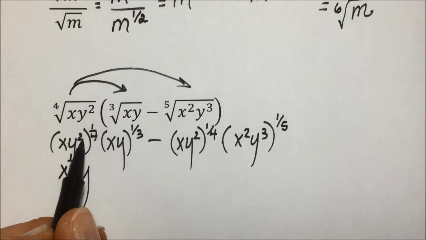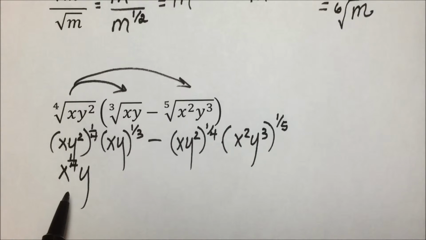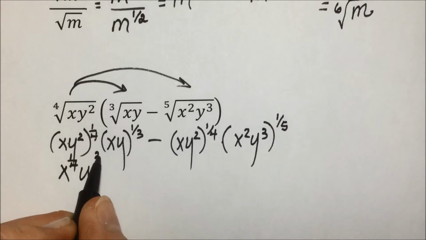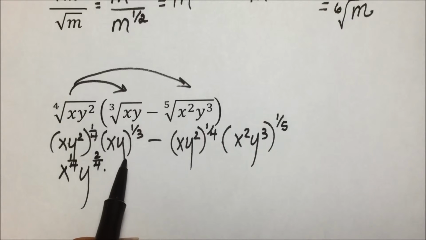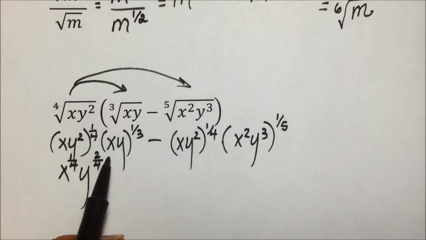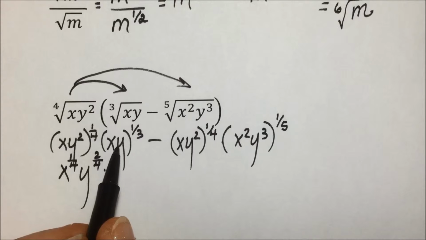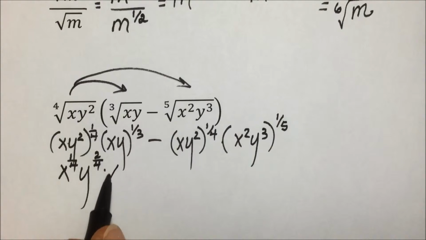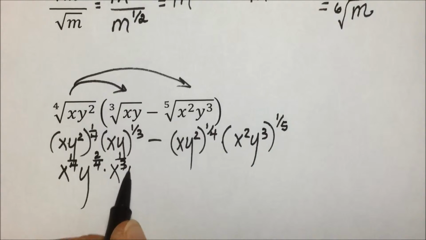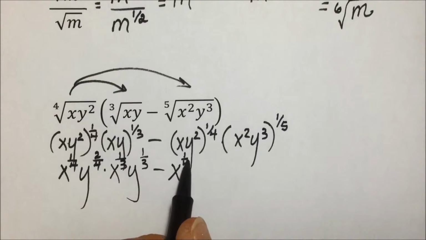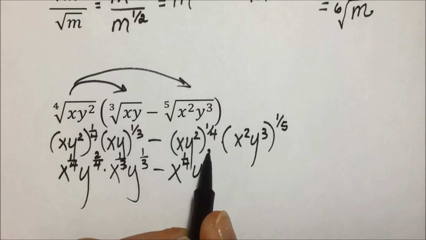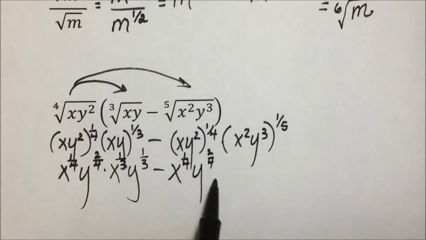Here we have a power raised to a power. Multiply our exponents, gives us 2/4, and I'm going to leave it as 2/4 because of the possibility of combining our exponents and needing a common denominator. Here we have a product raised to a power. That means x is raised to the 1/3 as well as y to the 1/3. This first term is just like we had here, so it's x to the 1/4 times y to the 2/4 when we raise that product to the power.